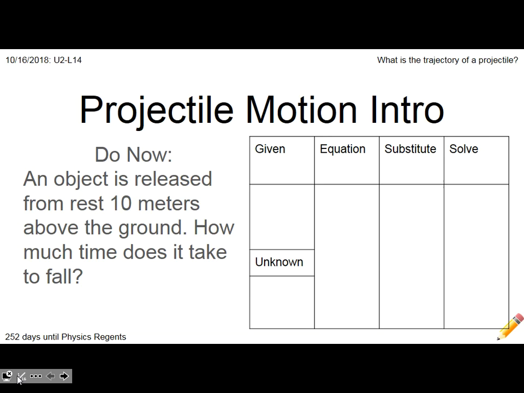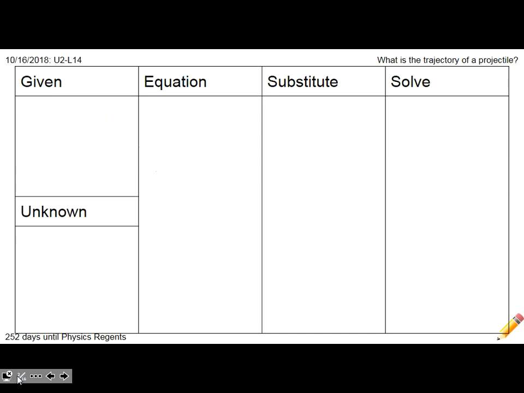All right, so first thing we want to do is write down the givens. Saidi, give us one of the givens. Okay, so we can write that as d equals 10 meters. You could also write this as x final equals 10 meters, right? We'll write it as d because that's the distance we're going to fall. So d is 10 meters.